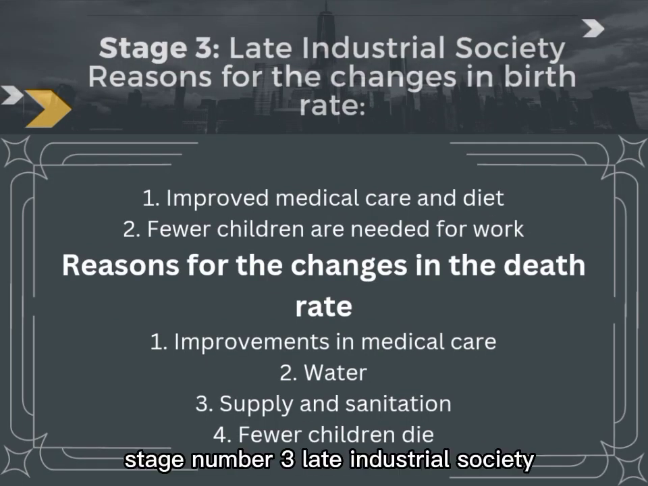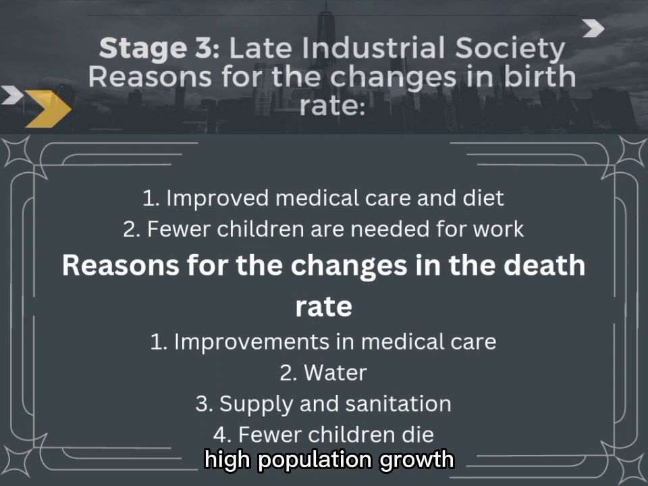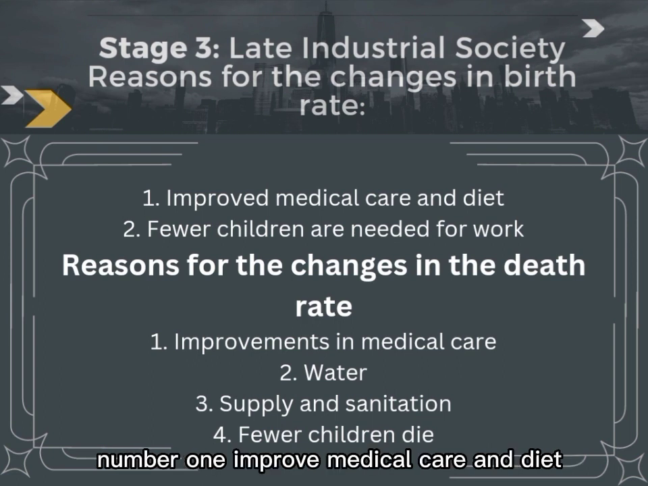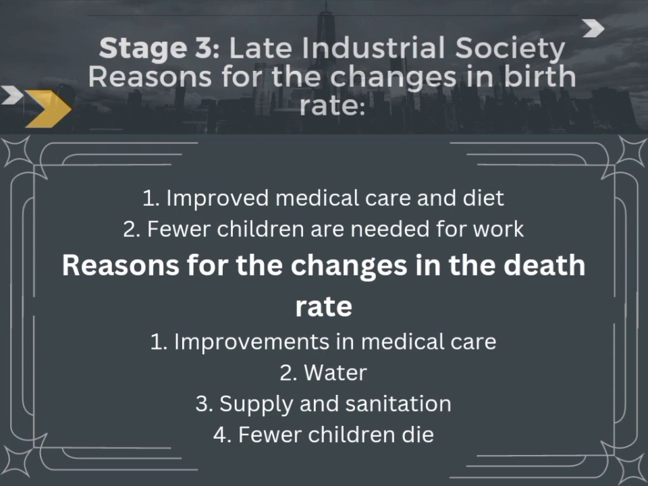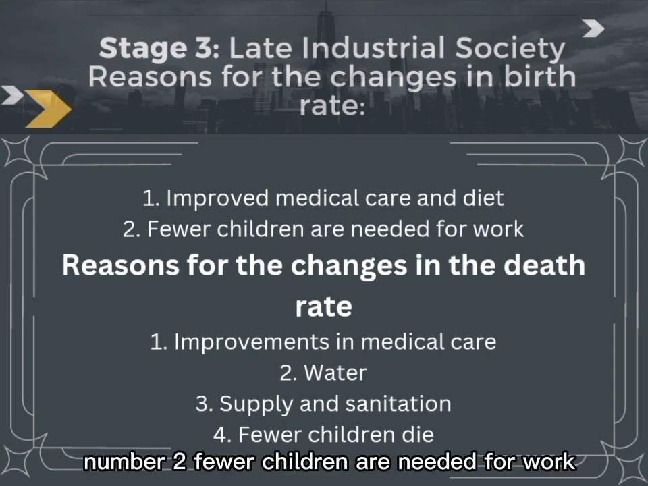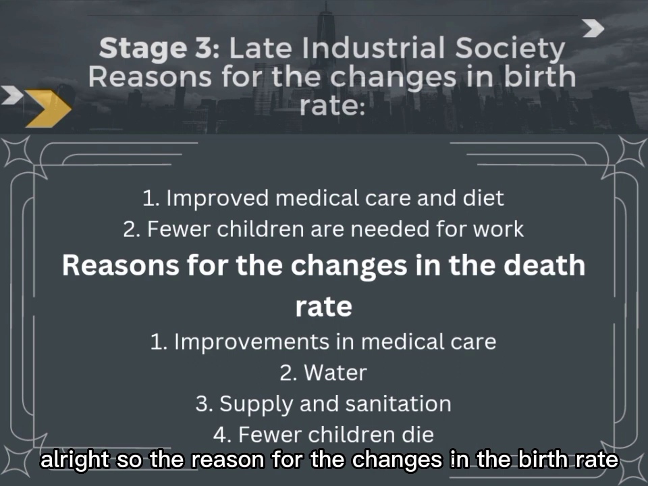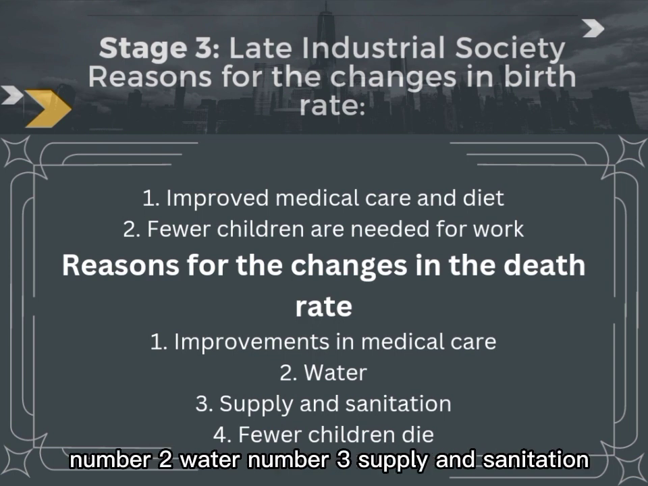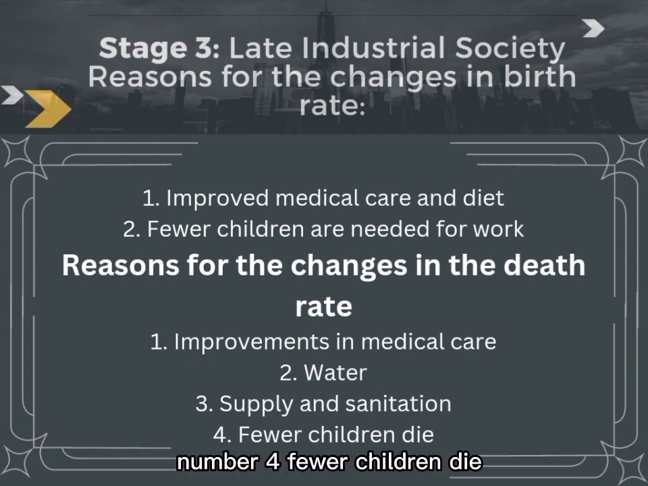Stage number 3, late industrial society: low death rate, falling birth rate, high population growth. The reasons for the changes in birth rate: number 1, improved medical care and diet; number 2, fewer children are needed for work. The reasons for the changes in death rate: number 1, improvements in medical care; number 2, water supply and sanitation; number 3, fewer children die.